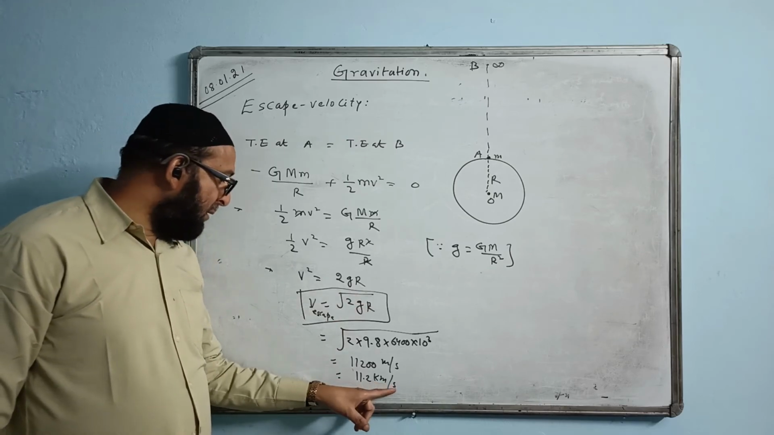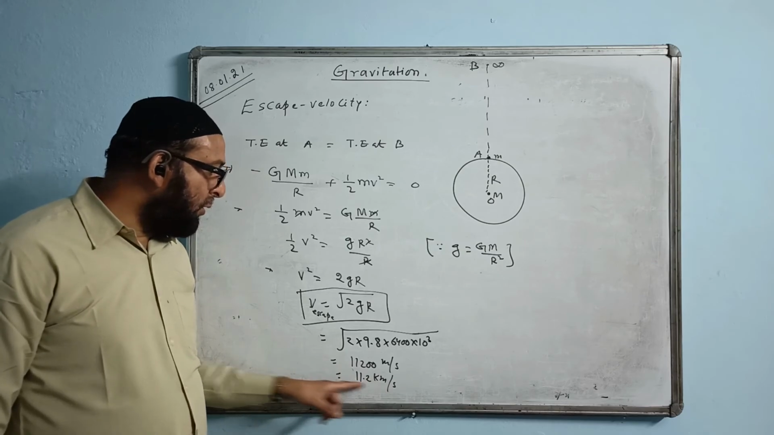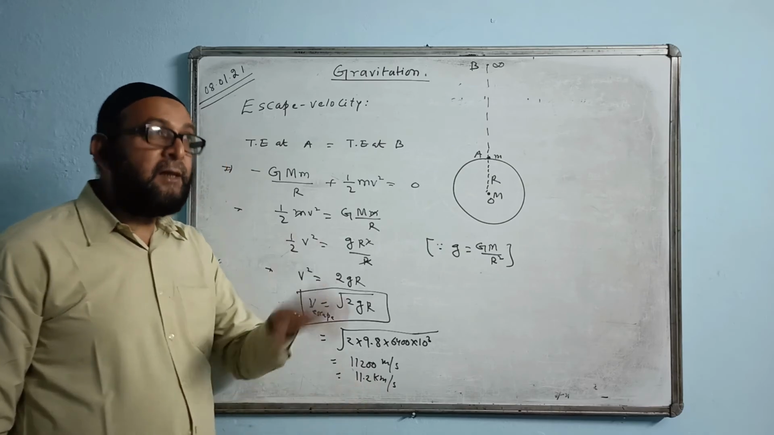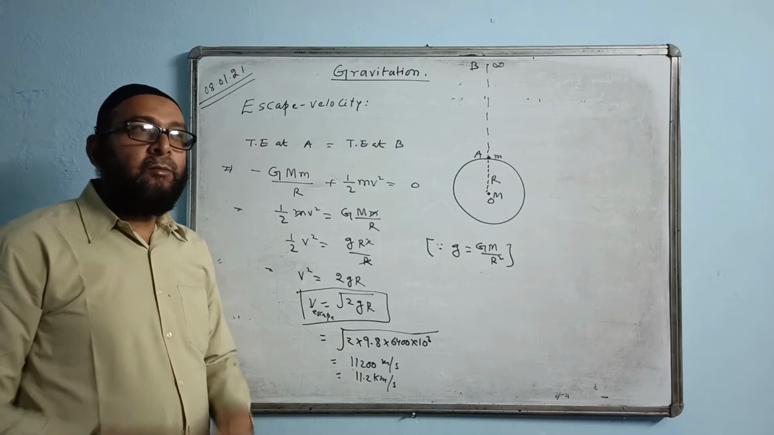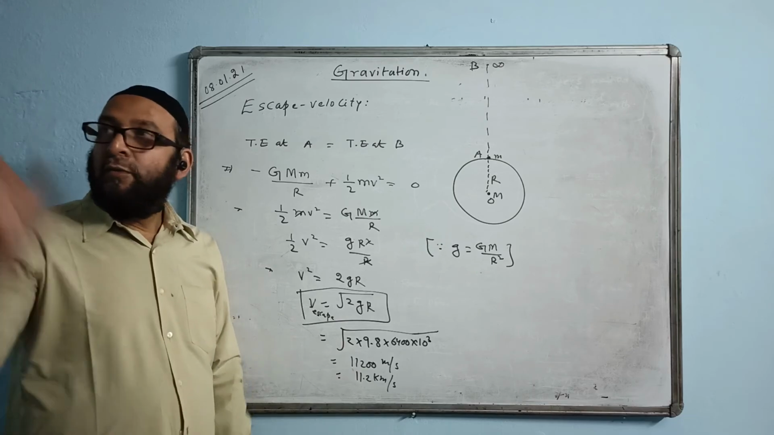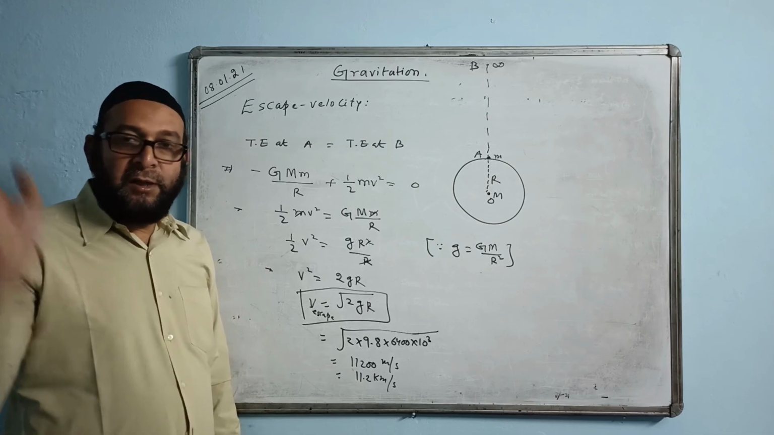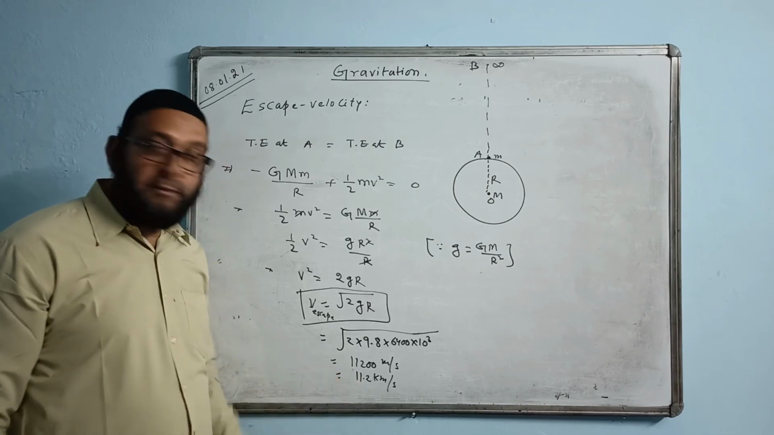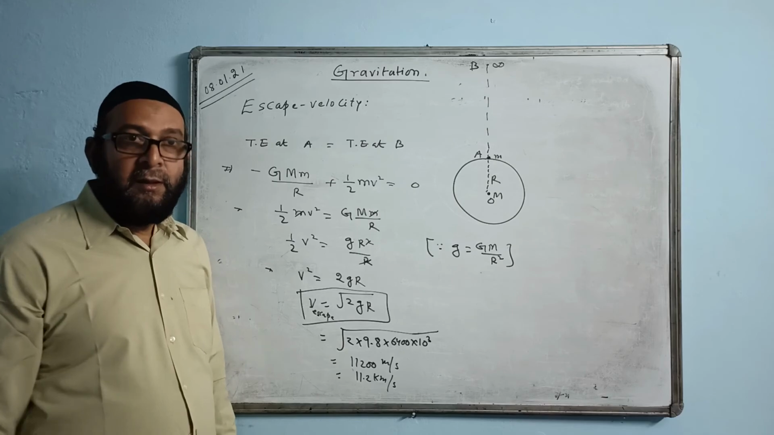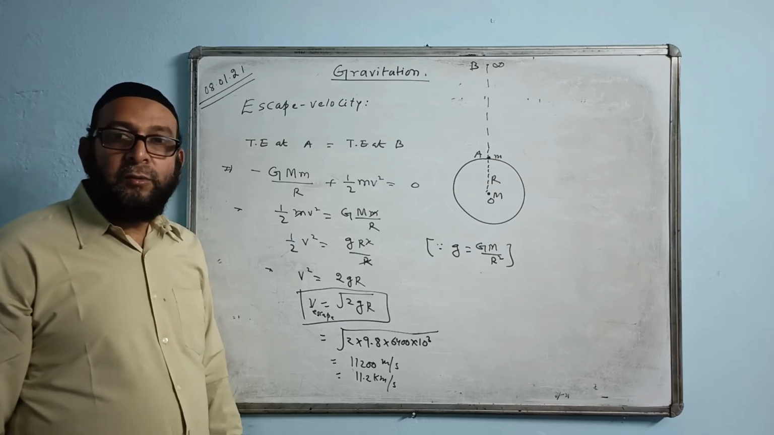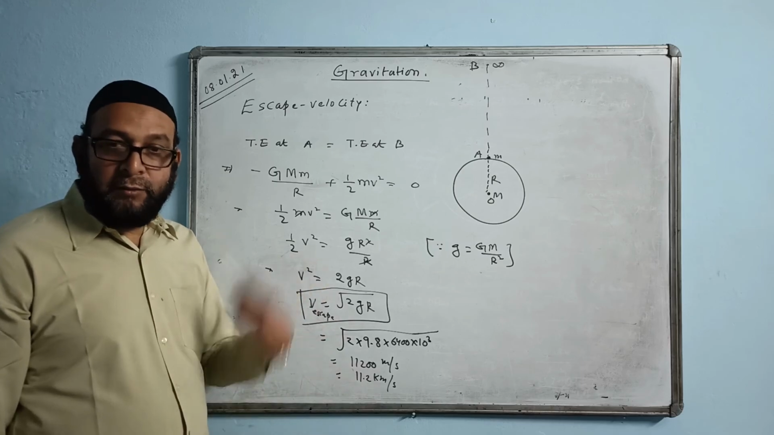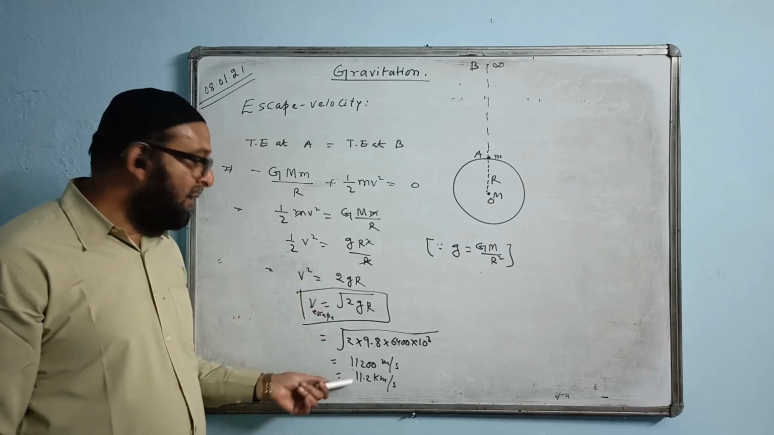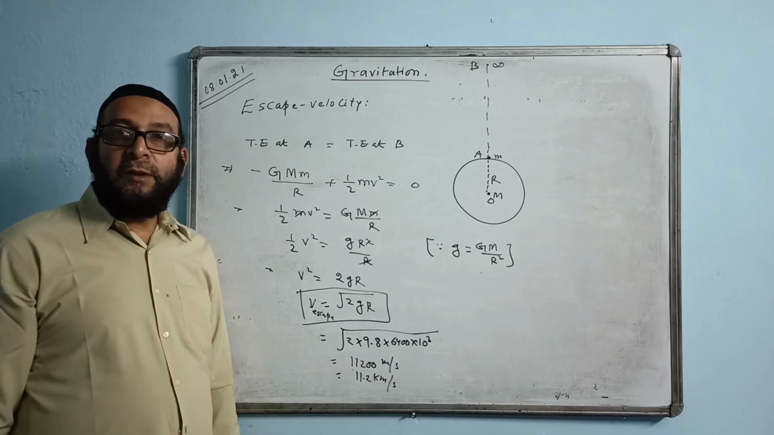That means in 1 second the body must travel a distance of 11.2 kilometers. In 1 second the body is covering a distance of 11.2 kilometers. That is almost the distance from this place to the next city. If it goes that distance in 1 second, then the body will surely not be able to return back to the surface of the earth. So this is the value of escape velocity for the surface of the earth.